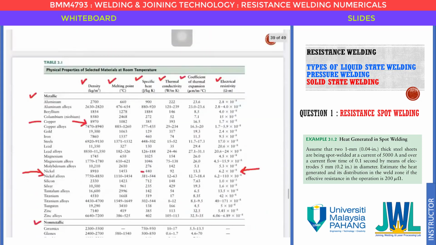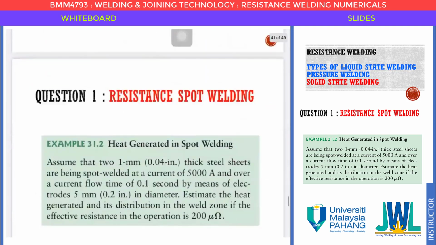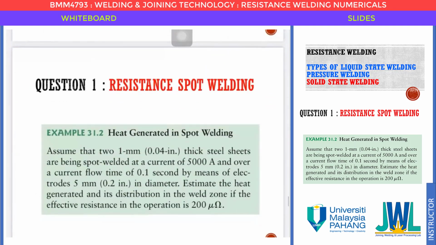Numerical number one is saying that the heat generated in spot welding. So spot welding is basically a type of resistance welding where we basically produce a spot between two sheets to produce a join or a weld.